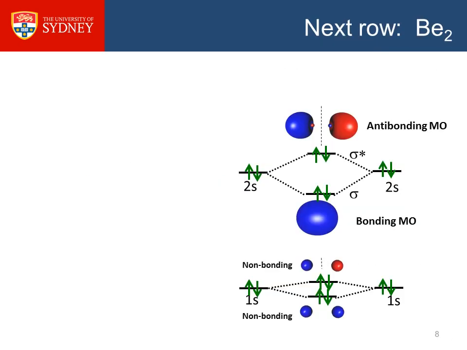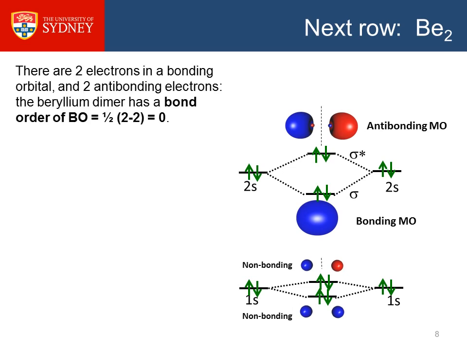Let's look at the beryllium-2 molecule. Beryllium has 4 electrons, of which 2 are buried too deeply next to the nucleus to take part in any molecular interaction. Therefore, the 2 valence electrons are the ones we'll be worrying about. Out of these 4 electrons, 2 go in sigma bonding orbitals, 2 go in sigma star antibonding orbitals. Therefore, the bond order of the molecule beryllium-2 is 0.